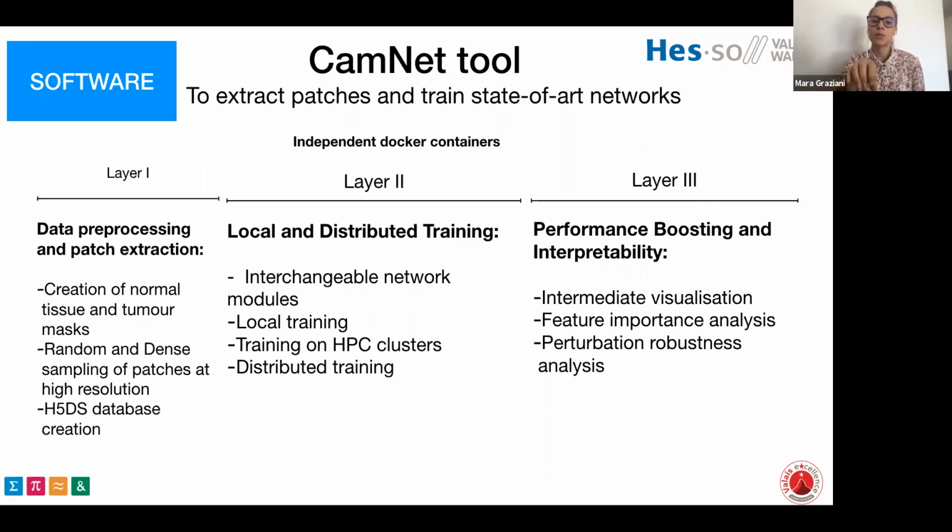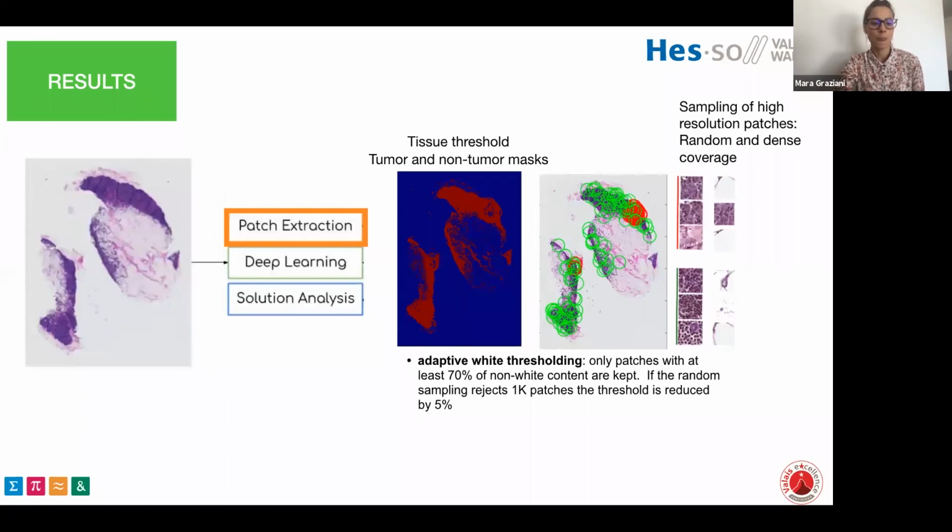And the last layer was the performance boosting and interpretability. So we cared about generating visualizations and analyzing the importance of individual features and answering these why questions to satisfy the data protection regulation. So for example, here, the first Docker container that we developed is the patch extractor that extracts patches from the slides at the desired resolution level.